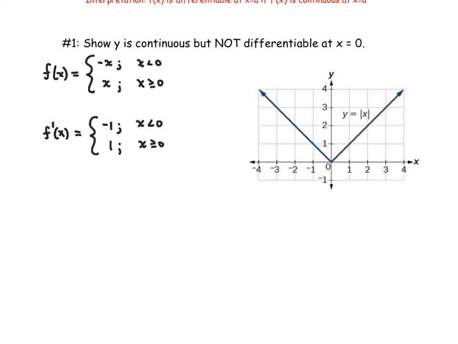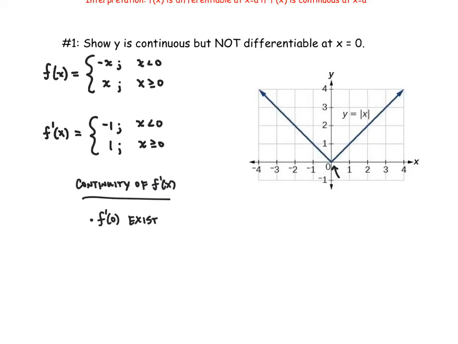I know that f of x is continuous, but what about f prime of x? So continuity of f prime of x. Let's talk about that. Well, does f prime at 0 exist, right? That's the first thing I need to know. And the problem there is that it doesn't. It doesn't exist there, right?